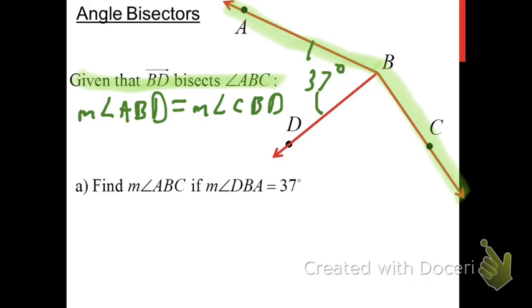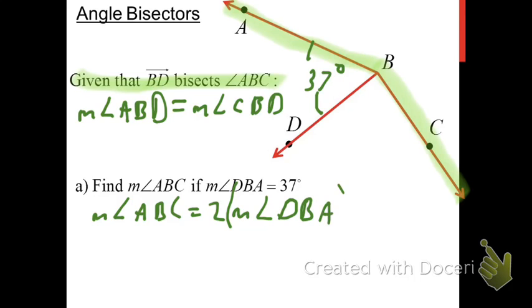Well, let's use a little common sense. If this ray bisects angle ABC, that means that the measure of angle ABC has to be twice as much as the measure of angle ABD or DBA, whichever you want to call it. So the measure of angle ABC is going to be twice 37 degrees, and it's going to be 74 degrees. Great. Let's try another one.